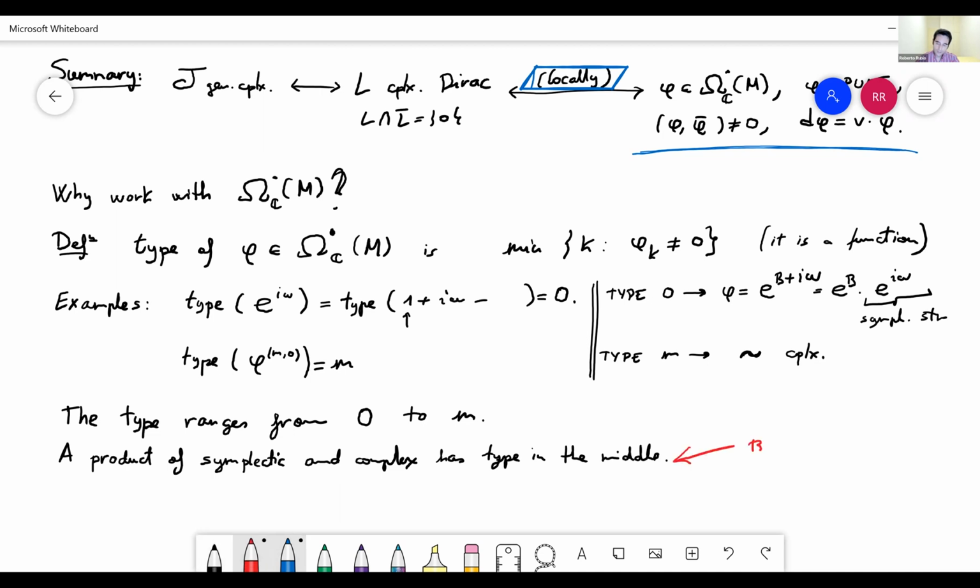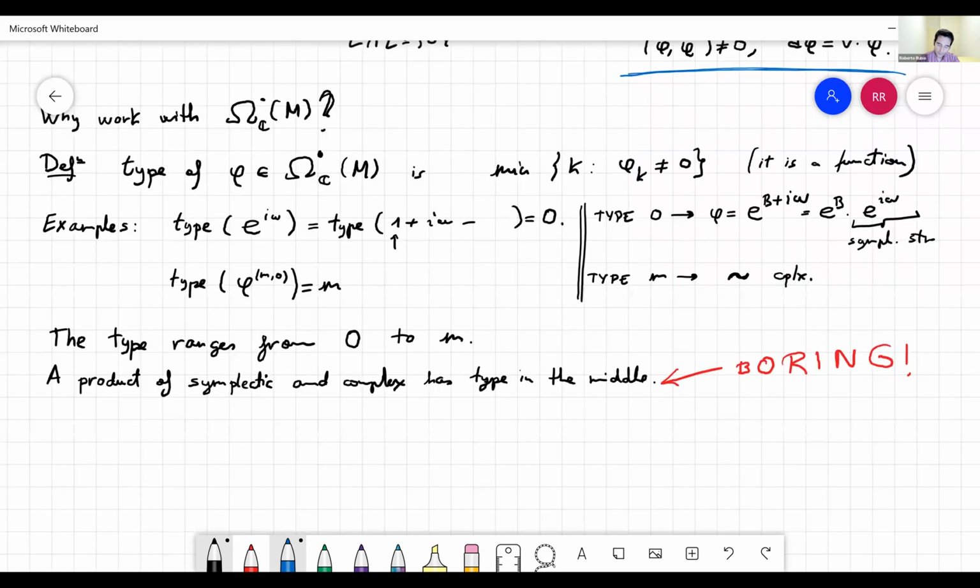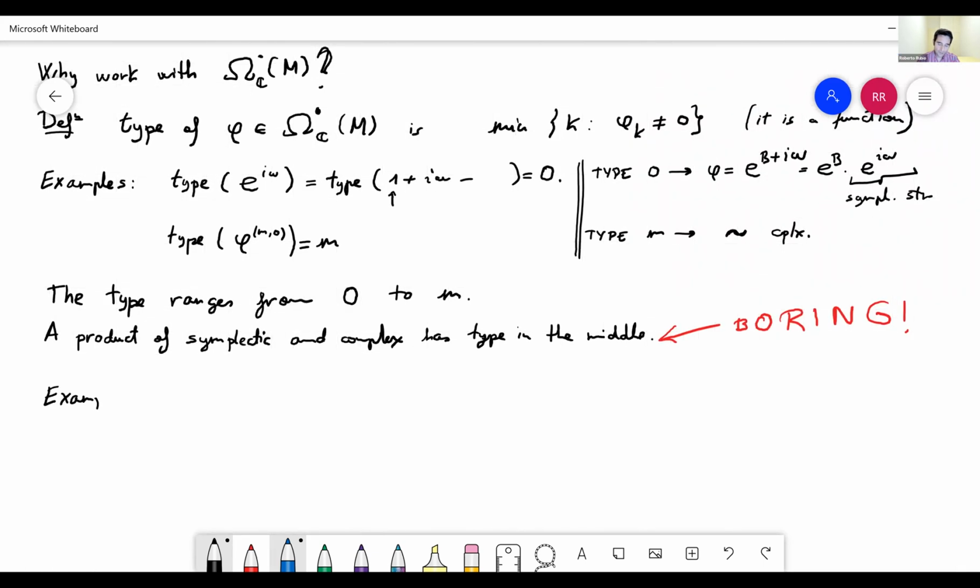This is boring. What is interesting is the example I'm going to leave you with. This is quite doable, I would say more doable than the question I left you yesterday. Consider C2 and consider coordinates z, omega. Now consider the complex form on this C2, which is z plus dz wedge d omega.